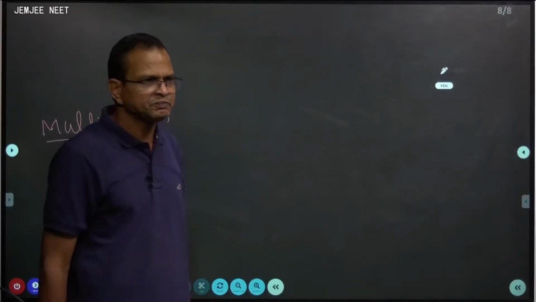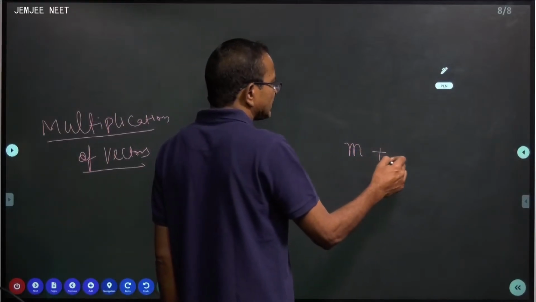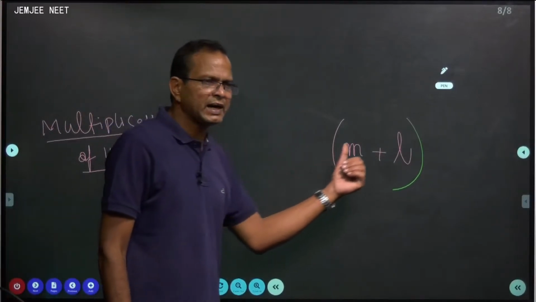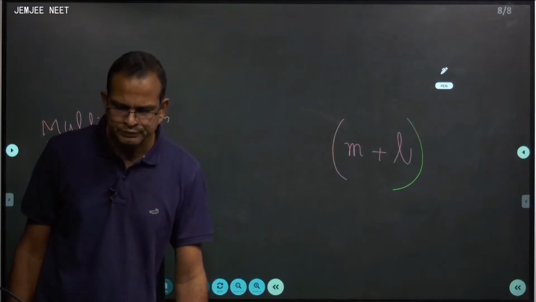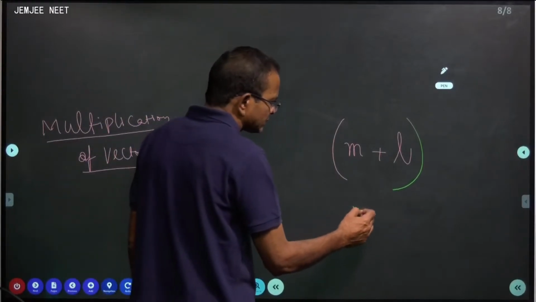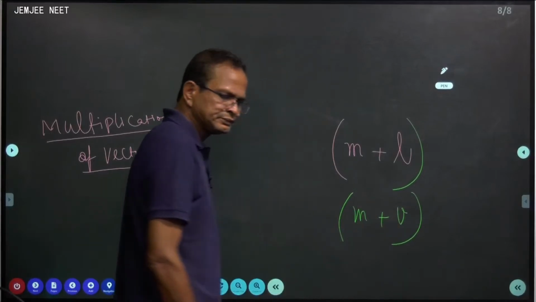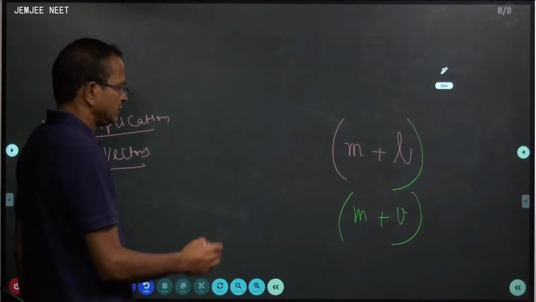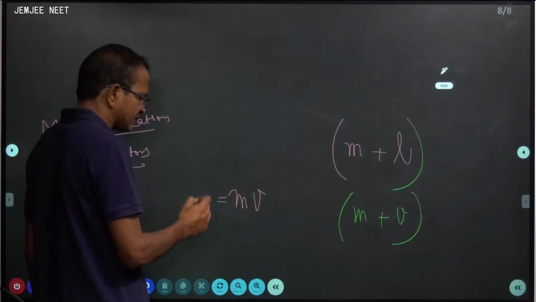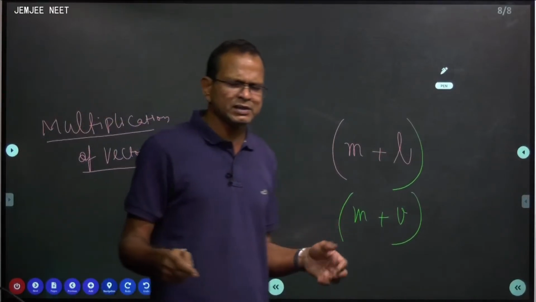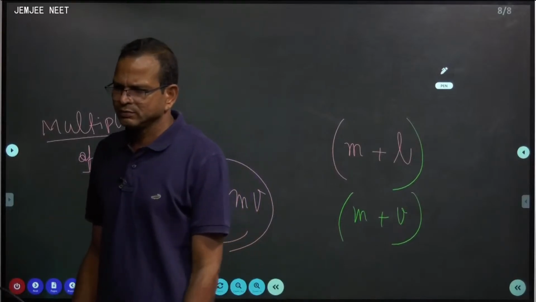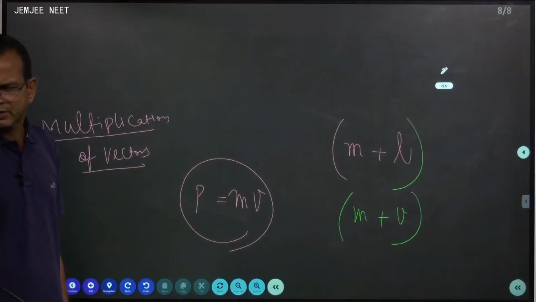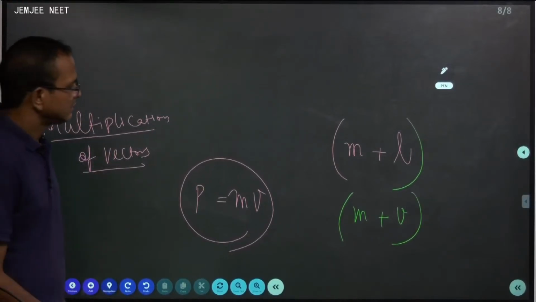I will try to explain. Can mass be added with length in physics? Yes or no? No, not at all. Can mass be added with velocity? No. But you can multiply mass with velocity happily in physics and call it momentum. So multiplication of any quantities is allowed. There is no restriction at all. You can multiply anything. Is it okay? Good.